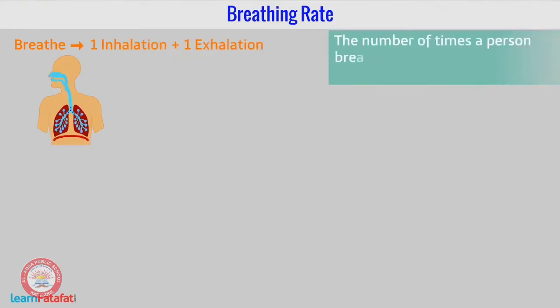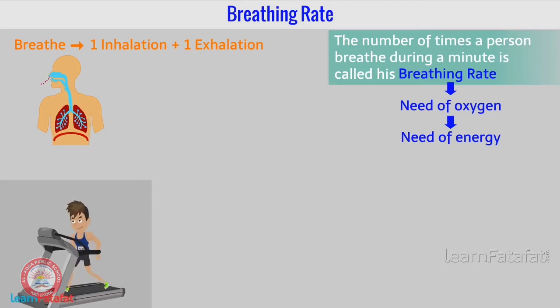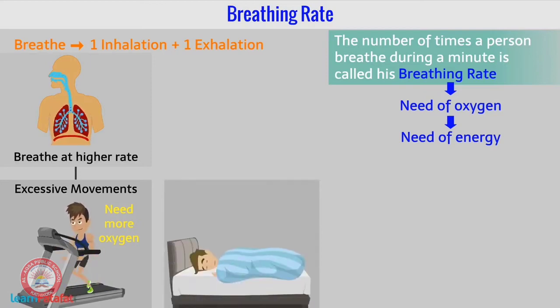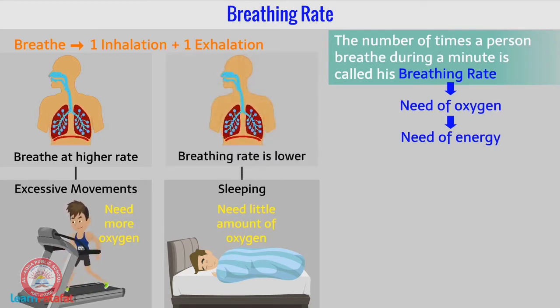The number of times a person breathes during a minute is called his breathing rate. Breathing rate depends on our need of oxygen, which in turn depends on our need of energy. In case of excessive movements like exercise, we need more oxygen because we need more energy, and thus the breathing rate will be high. While we are sleeping, we need less oxygen because we need less energy, and so the breathing rate will be low.